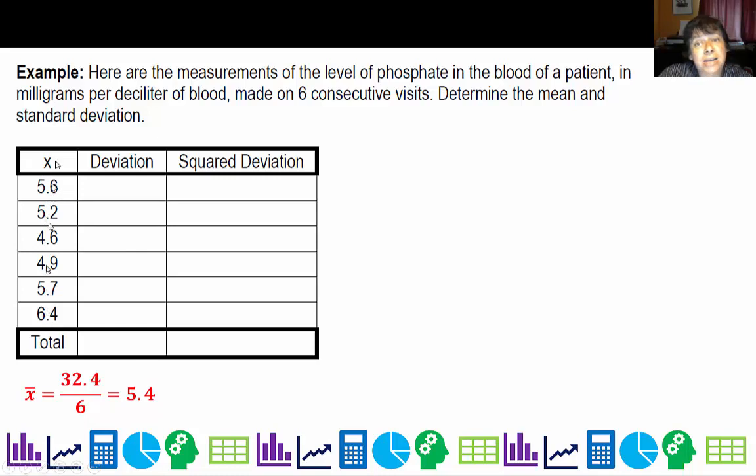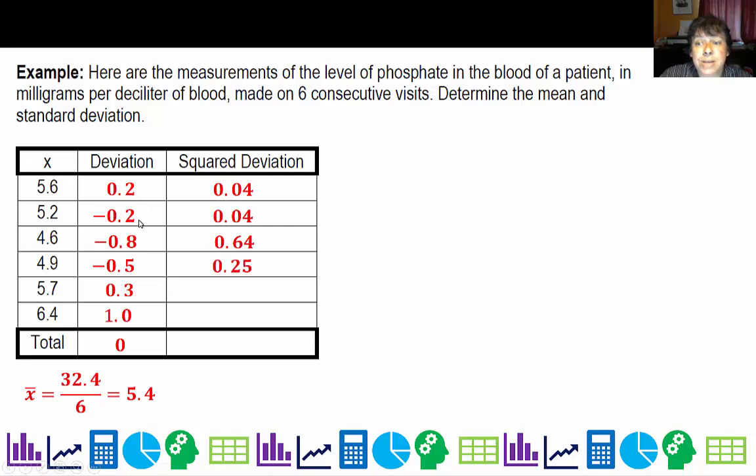Now, these are not in ascending order, so I don't know whether I'm going to get positive or negative first. If they were, I'd get negative first. So 5.6 minus 5.4 is 0.2. Then we get negative 0.2, negative 0.8, etc. And when I add these all up, I better get 0. Now I'm going to square all of these.